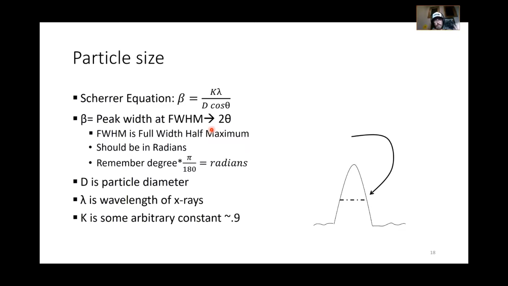Full width half maximum is always calculated using the 2 theta scale. Why? Because this is a spectroscopy exercise. We're actually measuring the width of our peak. And so FWHM, full width half maximum, you need to convert it to radians. So you get 2 theta in degrees. So degrees times pi over 180 equals radians.